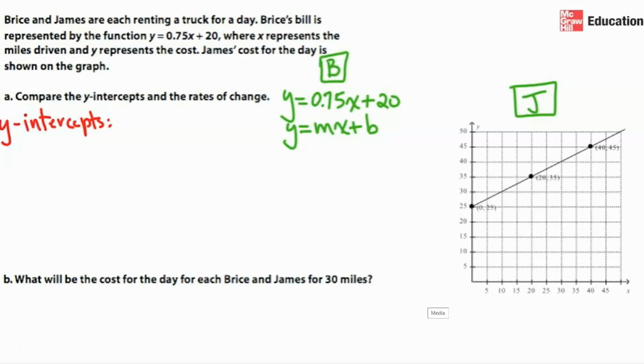Well, the y-intercept, y equals mx plus b, for Bryce is 20, or $20. That was how much it cost Bryce to initially rent his truck. For James, we get the y-intercept from the graph. The y-intercept is where the line crosses the y-axis, which would be right here at 25. So the y-intercept for James's function is 25, which means that the initial cost for James's truck was $25. Those are the initial costs for both of the boys.